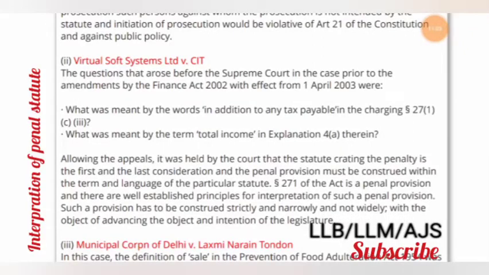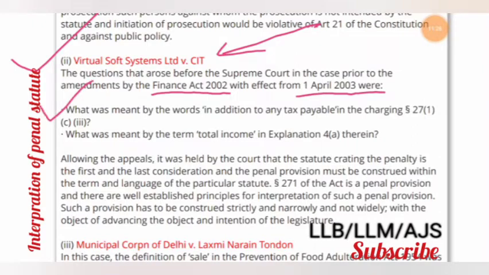Virtual Soft Systems Ltd versus CIT, Virtual Soft Systems. These are the cases which we need to know to understand how a penal statute is construed. The question that arose before the Supreme Court in the case was prior to the amendments by the Finance Act 2000, with effect from 1st April 2003, what was meant by the words "in addition to any tax payable" in charging Section 271(1).